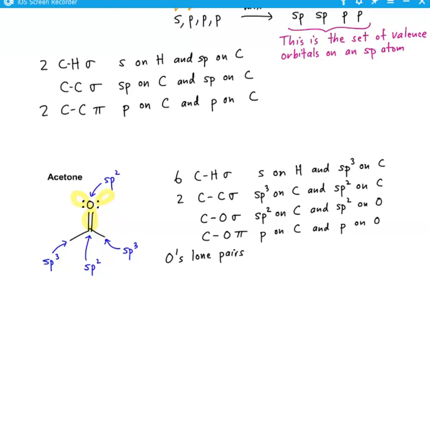One of the sp2 orbitals is being used to form the sigma bond to the carbon, to the carbonyl carbon. That leaves 2 other sp2 orbitals, and that's where the lone pairs are. So the lone pairs here are both in sp2 orbitals.